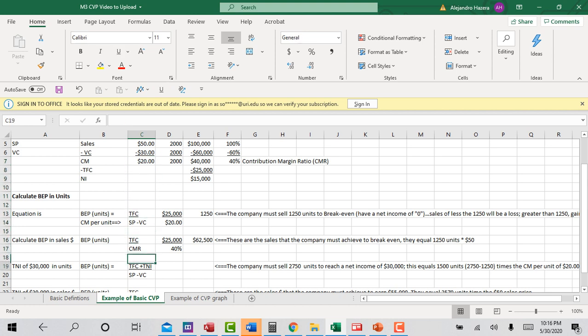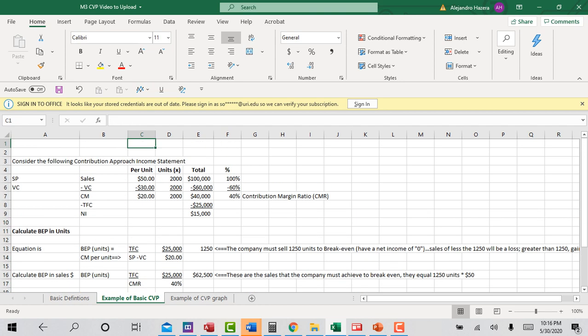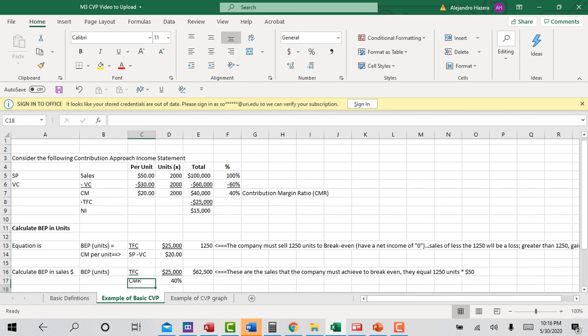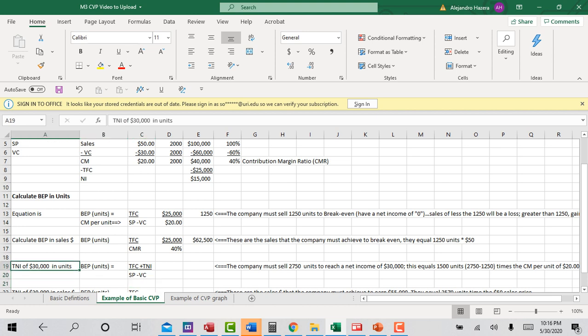So we're going to use the same equation as in the first line here, the breakeven point in units. All we've got to do is take this equation and add our target net income. The $30,000 is just an assumption. You can target any income you want. You can target $40,000, $50,000, whatever.